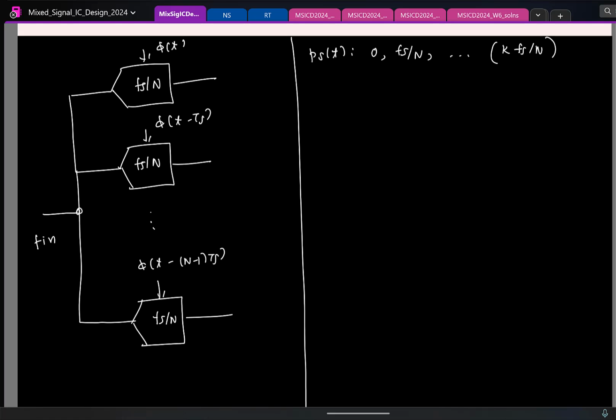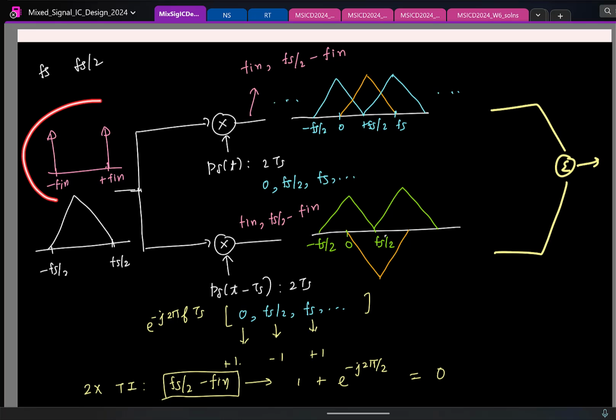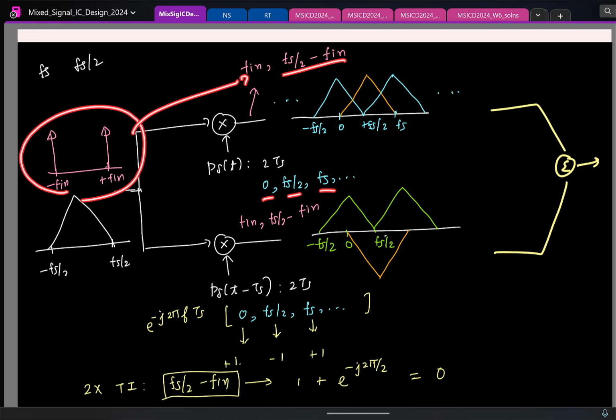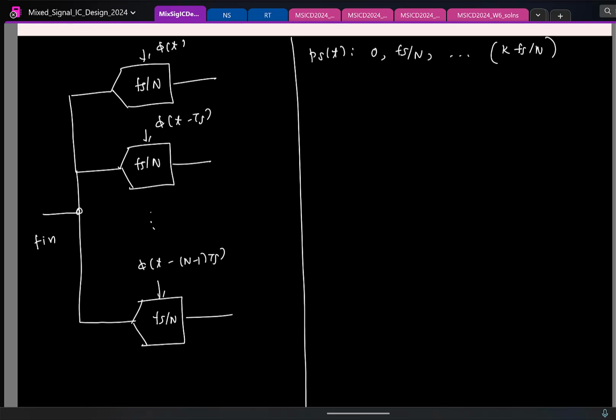If it's confusing, see here we saw this. I had impulses at 0, fs by 2, and so on. So this got shifted and we got these. Fine. Now I have the same thing. I will have impulses at the input at minus f in and plus f in. That spectrum is going to get shifted around each of these. What all frequencies will I see? I will definitely see one at f in. That is something you want. And then I can generally write it like this.